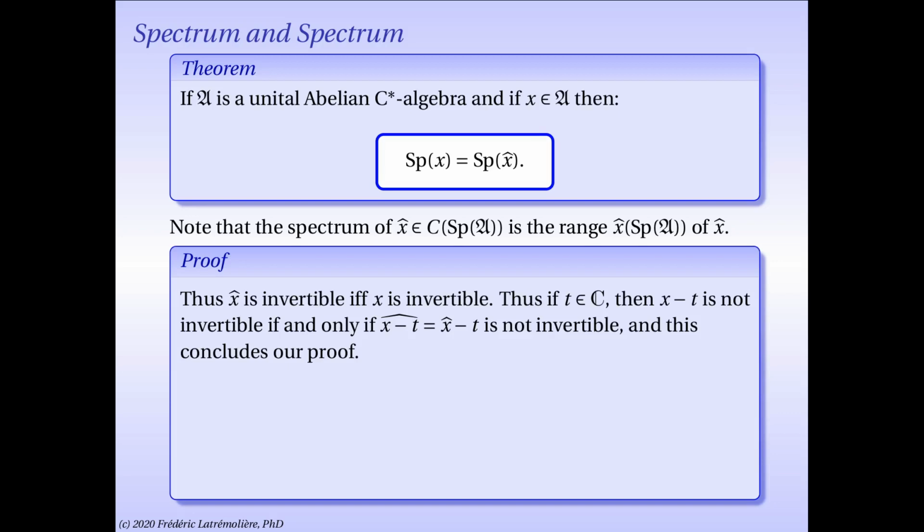And therefore, if you take any scalar t, then x minus t as an element of your C-star algebra is not invertible if and only if its Gelfand transform is not invertible. But its Gelfand transform can be easily seen to be the Gelfand transform of the element minus t. So in other words, now you see the relationship between the two spectrums. They must indeed be equal, as announced.